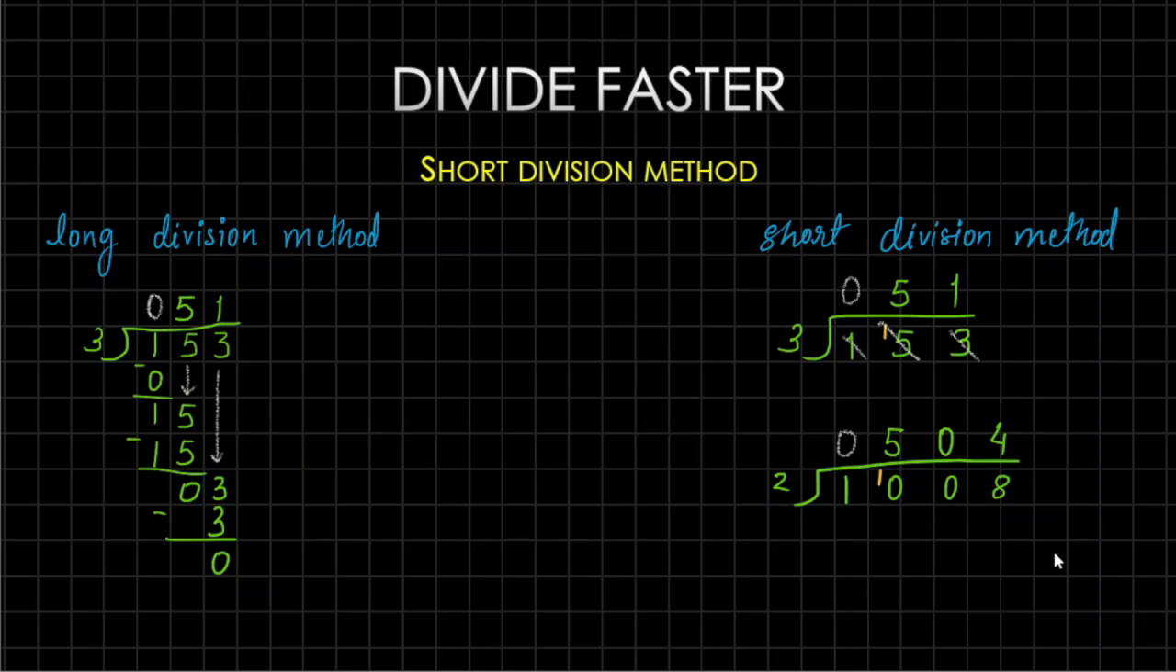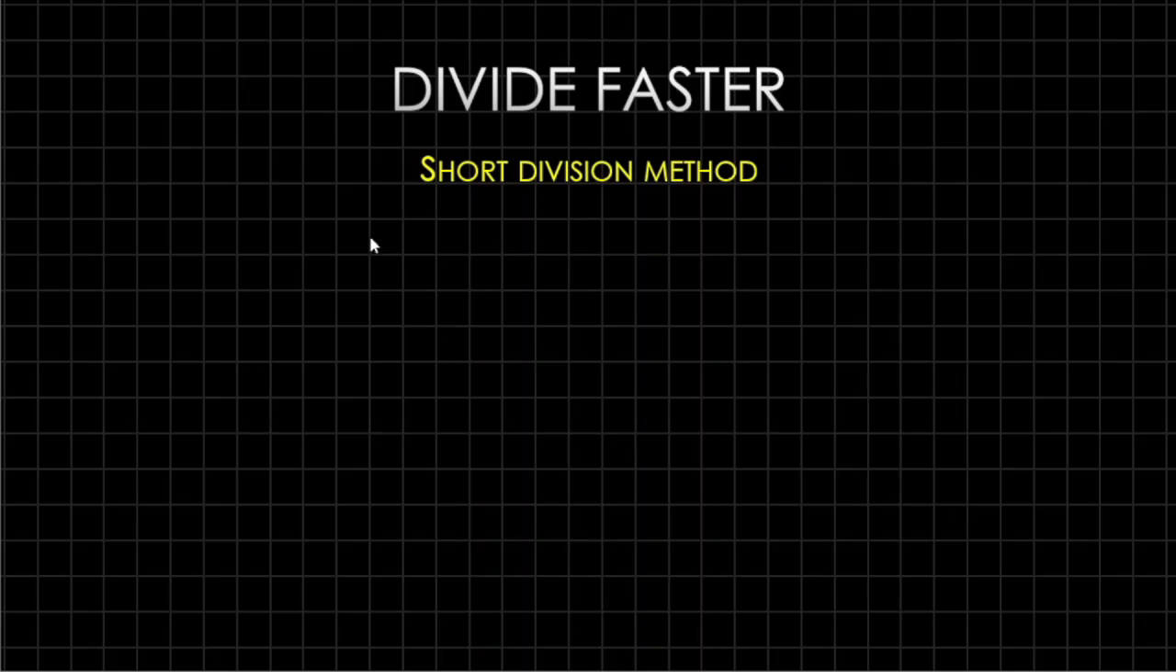Done. Let's try with one or two more numbers. Let's take one with a remainder maybe. For example, 251. And we are trying to divide it by 4. 4 goes into 2 0 times.